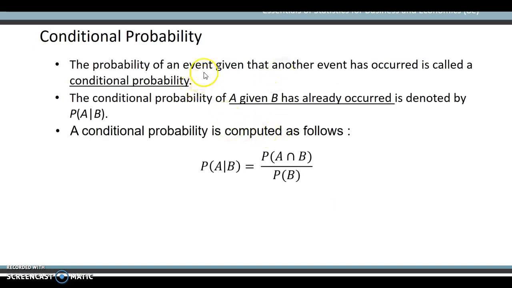Conditional probability. The probability of an event given that another event has occurred is called conditional probability. The conditional probability of A given B has already occurred is denoted by this symbol here, A given B.